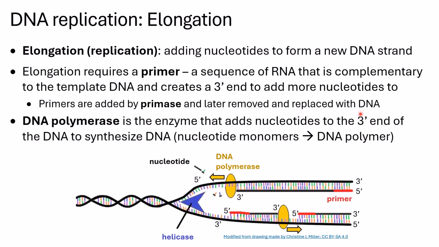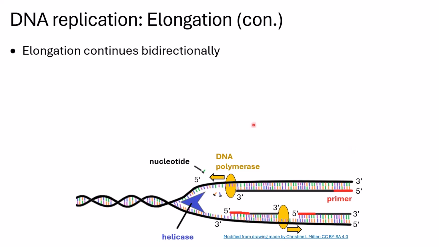The enzyme that is actually responsible for elongating the DNA is called DNA polymerase. It adds nucleotides to the 3' end of the DNA, and therefore works in the 5' to 3' direction. You can think of it as the enzyme that is taking nucleotide monomers and putting them together to form a polymer, hence polymerase. Again, elongation continues bidirectionally. It also continues on both strands.